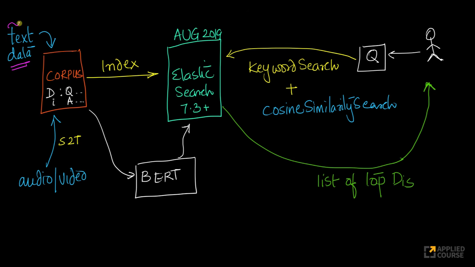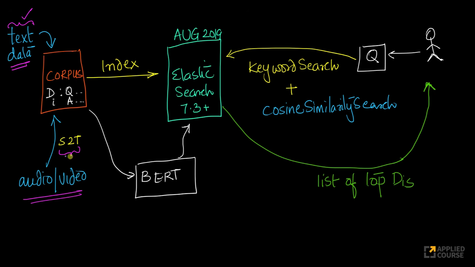This text data could be emails, it could be FAQs, it could be your customer service portal data. In this corpus, every document Di is represented as a pair of question and answer. Similarly, if you have audio and video data, you can apply standard speech-to-text techniques, either something that you have in-house or a cloud-based speech-to-text from Google, Amazon or Microsoft.